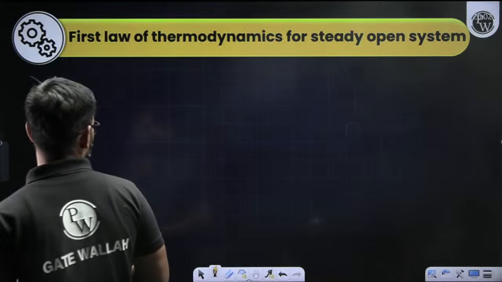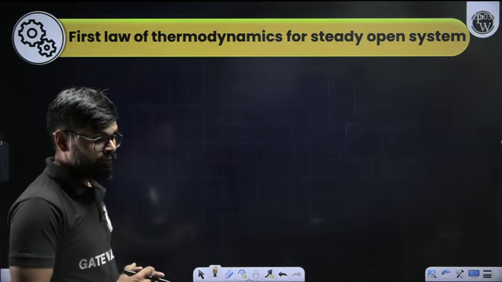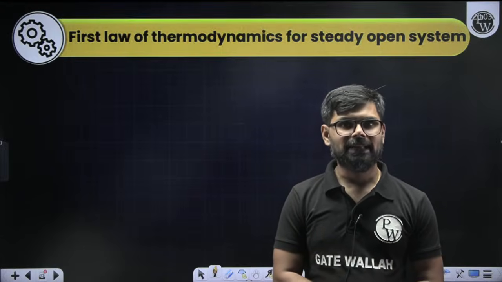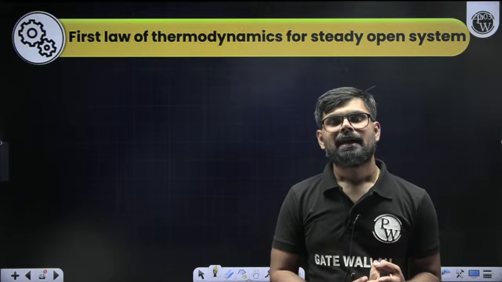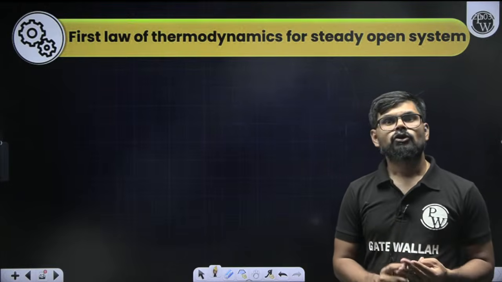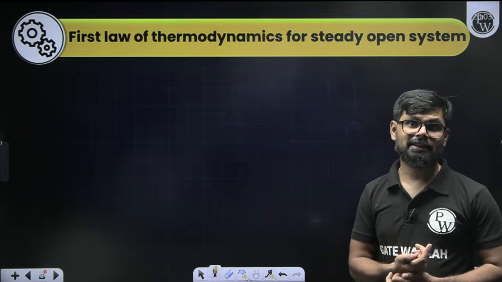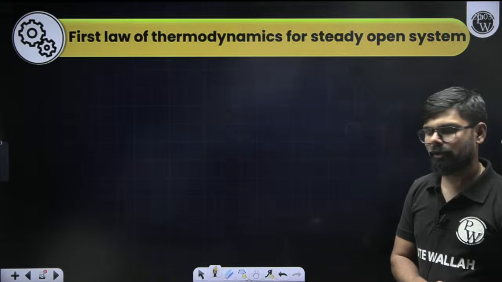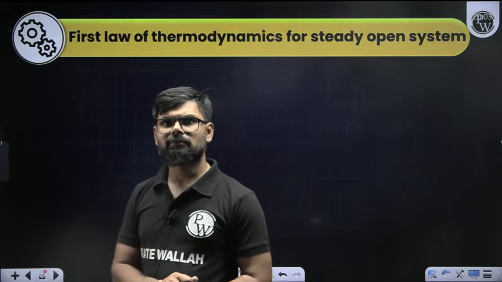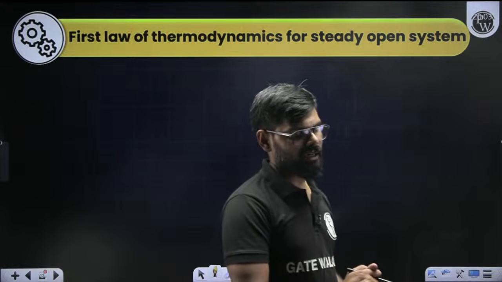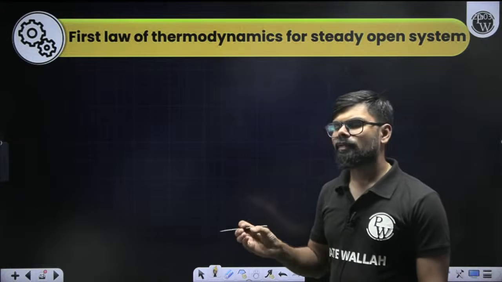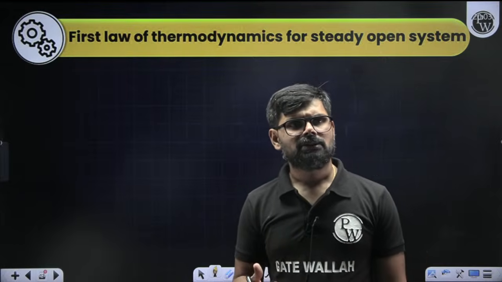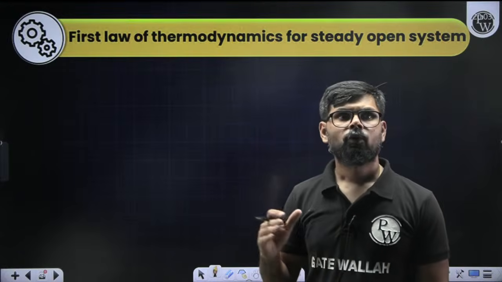Let me talk about the first law of thermodynamics for steady flow open system. You all know that for an open system, mass transfer also takes place along with energy transfer. Mass transfer will definitely be there, while work transfer and heat transfer may take place. Here mass balance is also required, because in a closed system the mass is fixed and not changing. We have solved a number of problems where the mass was given directly.